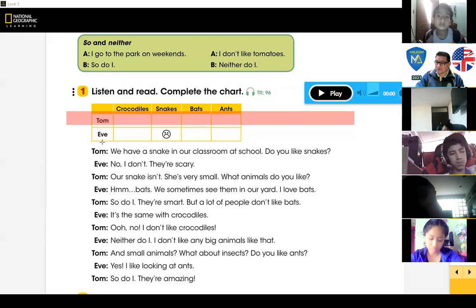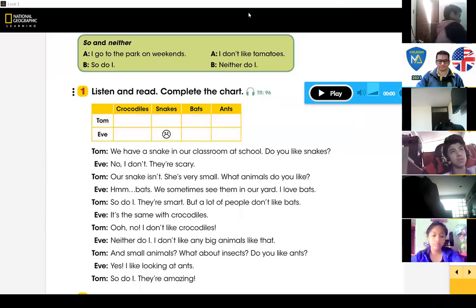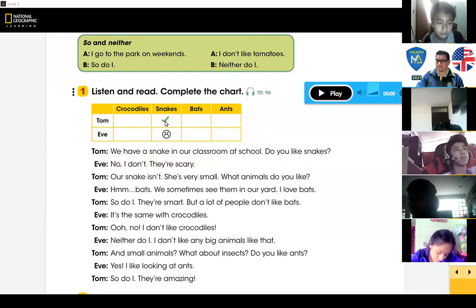What do you think? Tom asks, do you like snakes? Because Tom says that we have a snake in our class. Eve says, no, I don't. What happens with Tom? Tom says, our snake isn't scary. She's very small. What do you think? Does Tom like snakes, yes or no? What do you think, students? You have yes. Eve says no, right? But Tom, yeah, Tom likes snakes. So let's check it here.